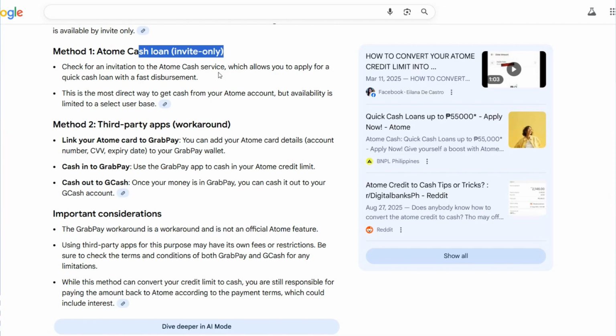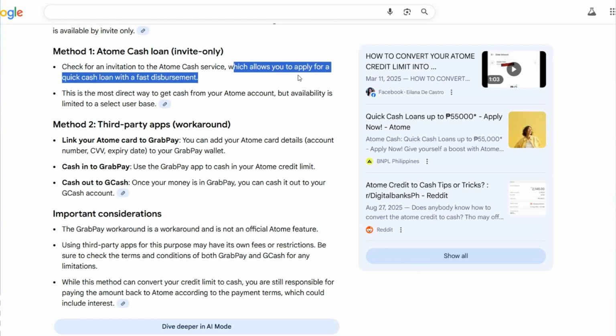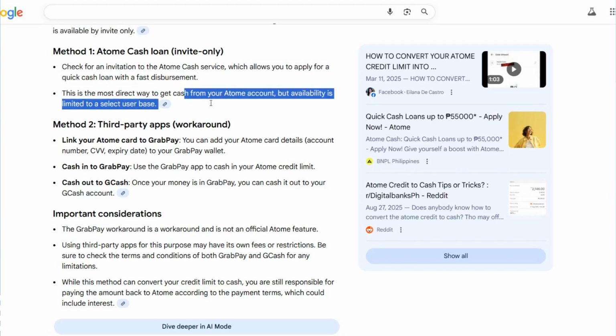Check your invitation for the Atome Cash service, which allows you to apply for a quick cash loan with a fast disbursement. This is the most direct way to get cash from your Atome account, but availability is limited to a select user base. Method 2, third-party apps.